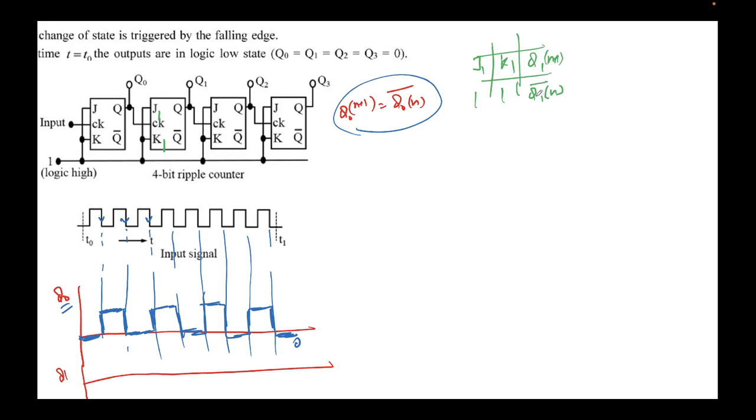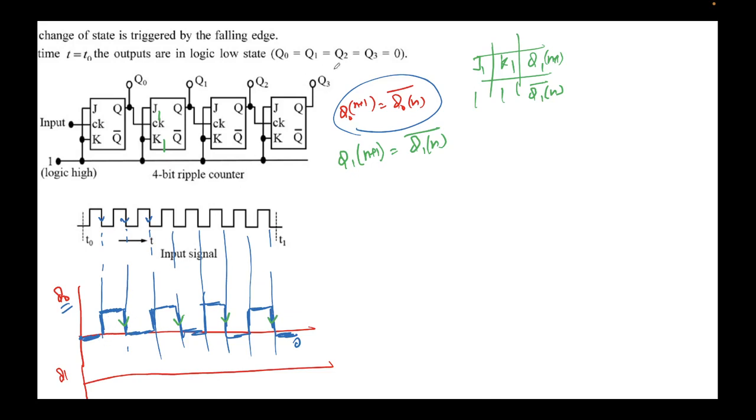We saw that in the truth table in the previous slide, right? So again we can simply write Q1(n+1) will be nothing but Q1(n) toggle, right? So it will toggle at every falling edge. Now note that the clock for this flip-flop is Q0. So we have to take the falling edges now of Q0, which are these edges.